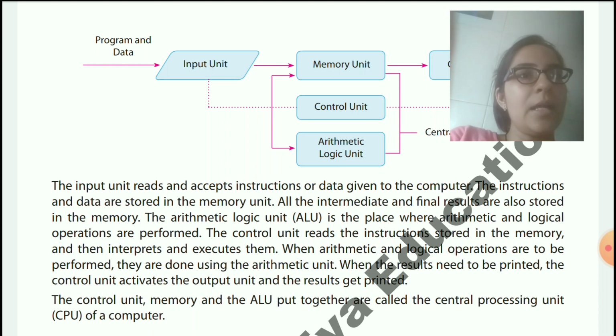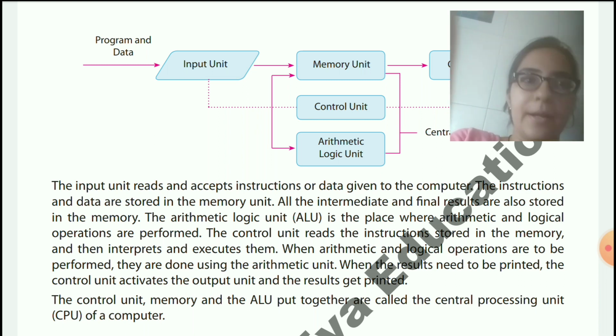When arithmetic and logical operations are to be performed, they are done using the arithmetic logic unit. When the results need to be printed, the control unit activates the output unit and the results get printed. Finally, after performing all the calculations or operations, the result is printed. So the control unit activates the output unit to display the result.